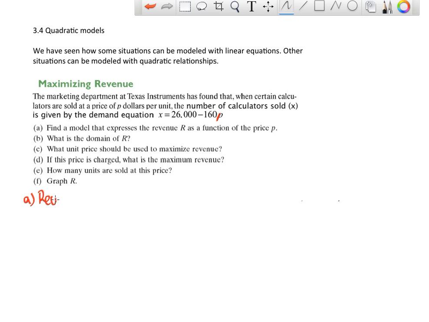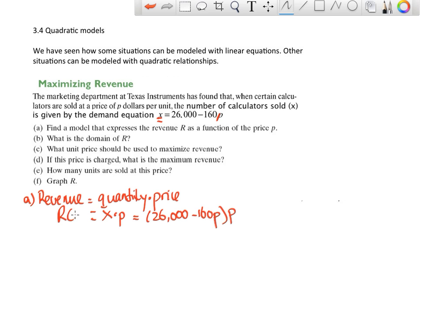Well, revenue is what you get when you multiply the quantity that you sell times the price. And so quantity we can abbreviate with X, I think, in our model. What do we say? Quantity, yep, is X, and price is P. And we were told that X is 26,000 minus 160P. So we can replace X, multiply by P, and then this is the revenue based on the price.